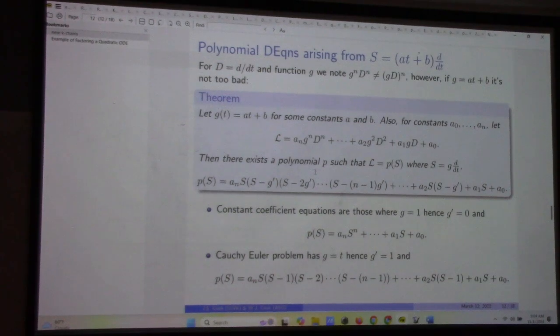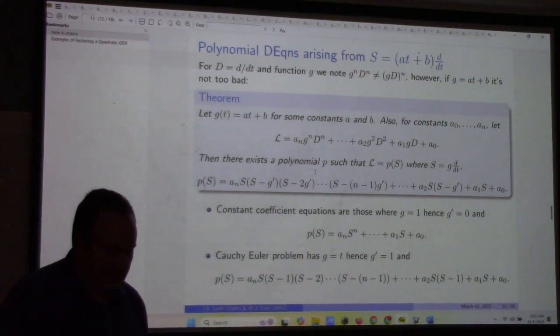Let's see if I can find another one. So basically, we showed that you can solve the Cauchy Euler problem and a host of other problems by essentially the same method that I showed you guys, the annihilator method. That totally generalizes for a wide class of differential equations, as long as you can write the differential equation as a polynomial of an operator.